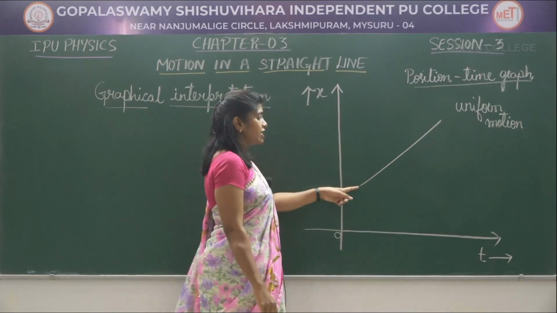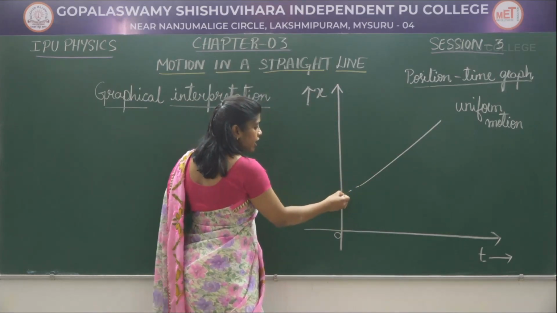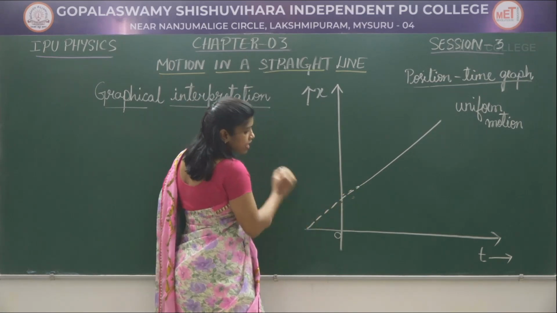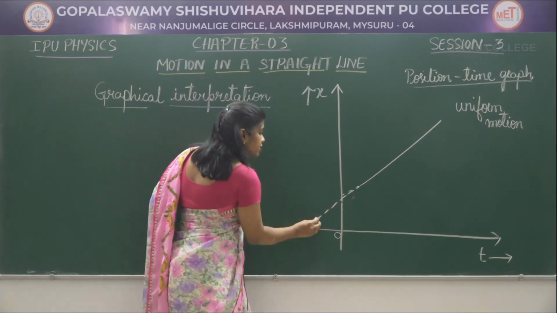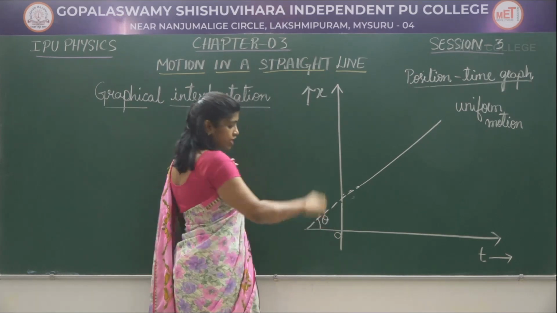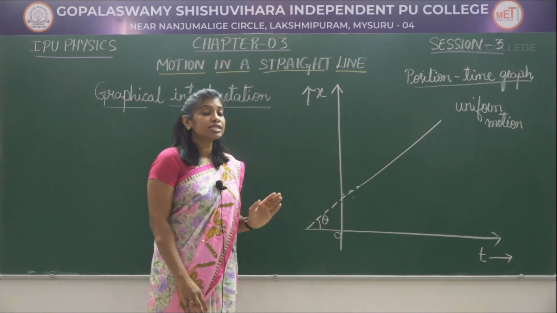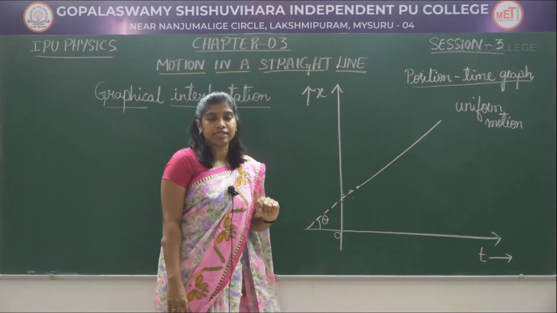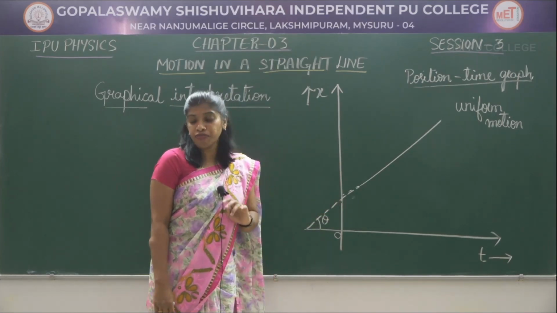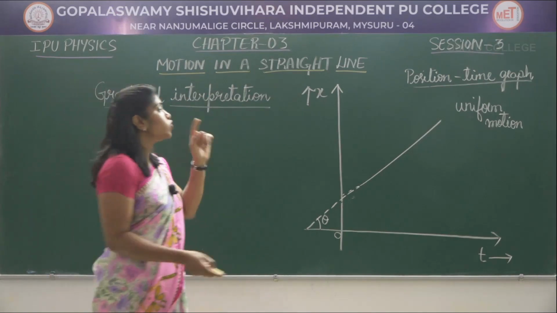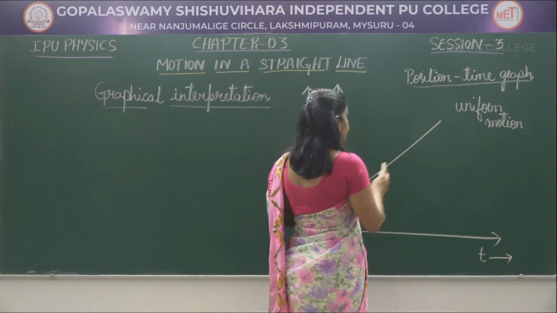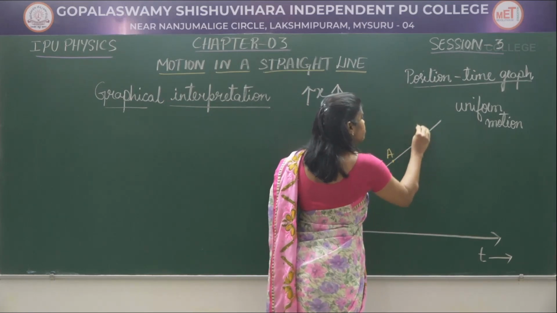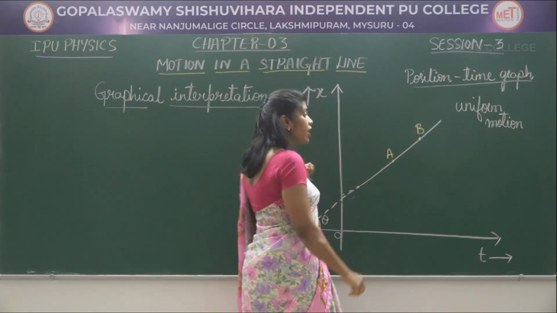Next, I am going to extend this line and make an x-intercept. Let me consider this angle as theta. So, this angle, which is the angle between this straight graph and the x-axis, is taken as theta. Next, I am going to mark 2 points on the straight line. So, this is point A and this is point B.